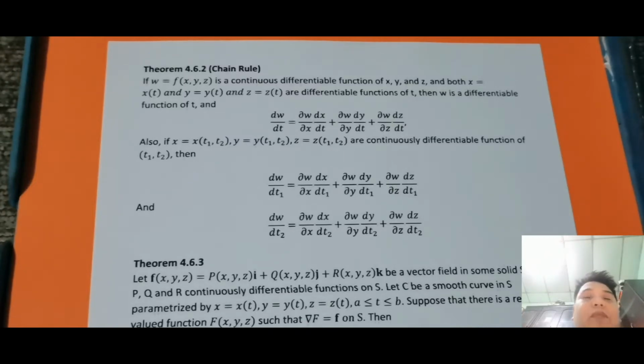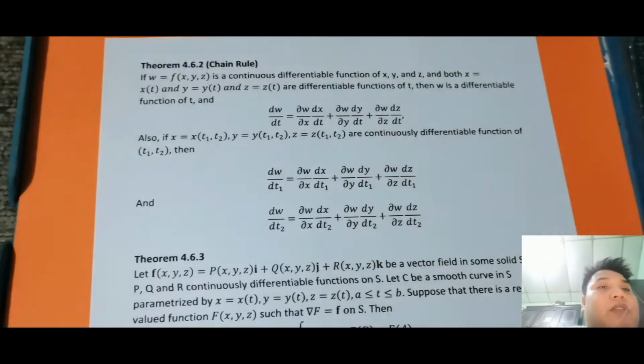So that is x of t1, t2. Ayun yung gagawin natin. So again, ayan lang yun. So sundin na lang yung mga formula. So wala naman akong maling na typo dyan sa mga part na yan.